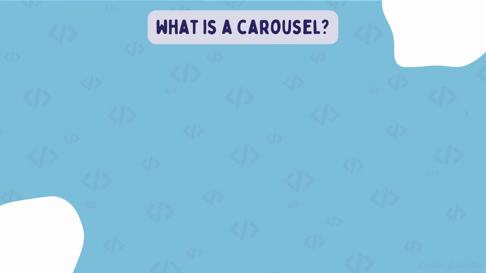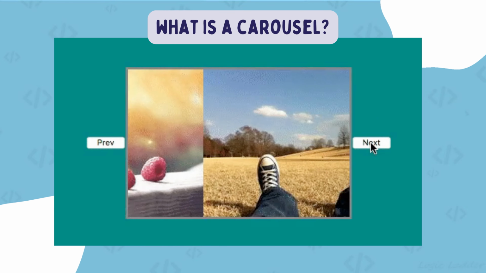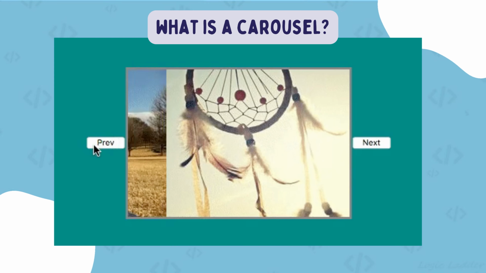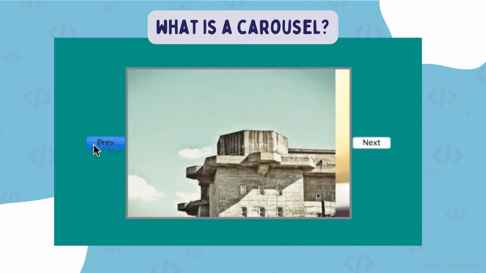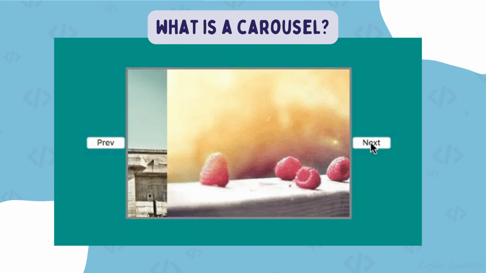Let's begin with what actually a carousel is. A carousel is basically an image slider. It shows one image at a time, and you can move to the next or previous one. Many websites use it to display products, portfolios, or banners.